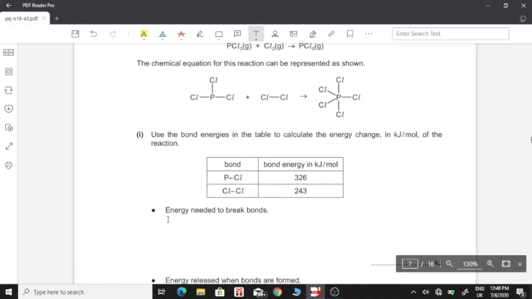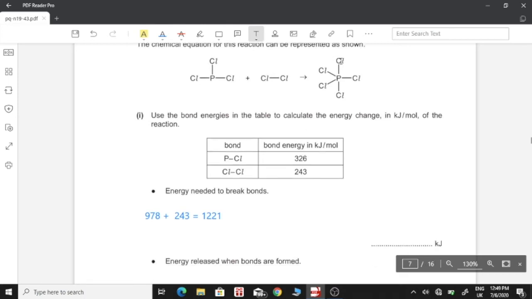Now we're supposed to add the bond energies of both of these substances. So the total energy for the first compound is going to be 3 times 326, since we have 3 bonds between phosphorus and chlorine, which is 978. And now we add the bond energy of the chlorine molecule, which is 243. This gives us a total of 1221. Now this is the energy we need to break all of these 4 bonds.